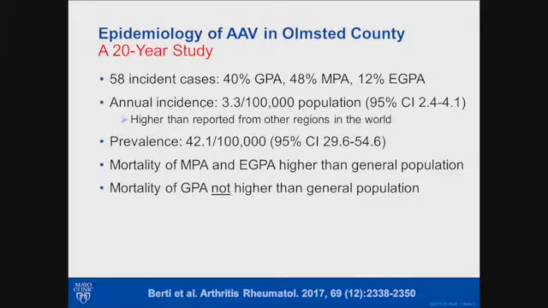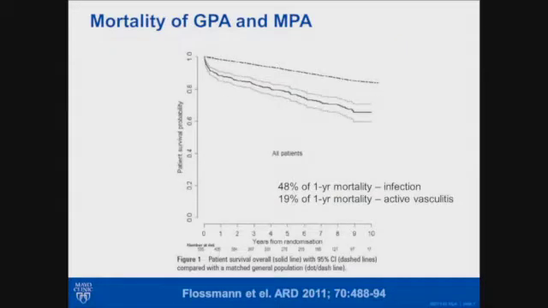And that is explained by patients with MPA generally being much older to start with than patients with GPA on average, and usually they have advanced renal disease when they're diagnosed. And it is important to keep a focus on renal disease, as you will see later on in my presentation.